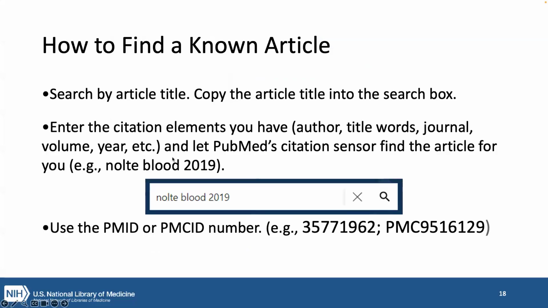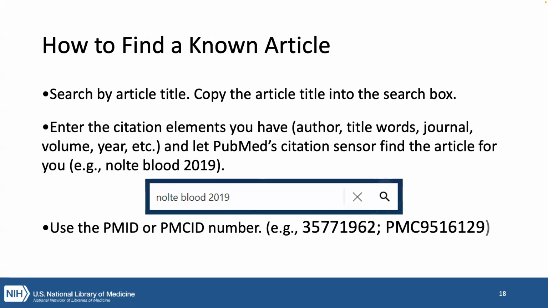So, how to find a known article. You have different options. If someone shares something with you and says, I want you to find this particular article or this list of articles, you have a couple of different options on how to do that. But I'm gonna be honest with you, I recommend the first way and the third way that are listed on here. I think the second way is kind of cumbersome. The easiest thing for you to do is to search by the title. Just copy the title and paste it into the search box of PubMed.